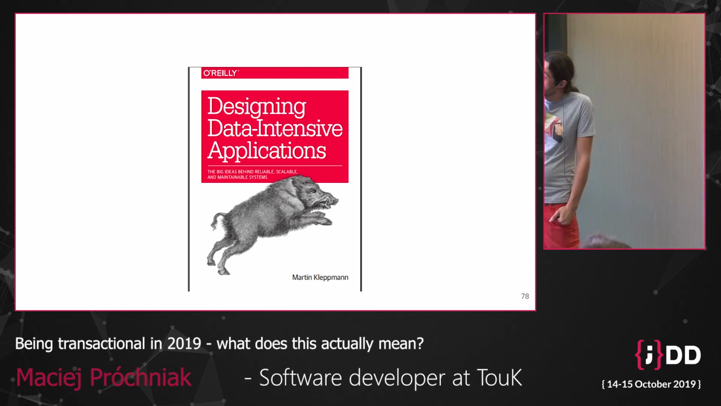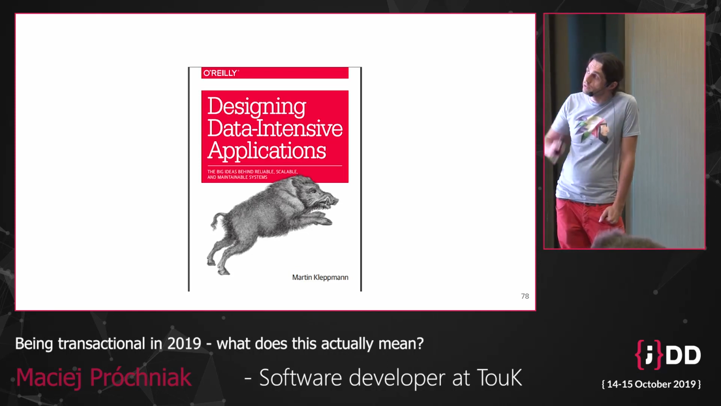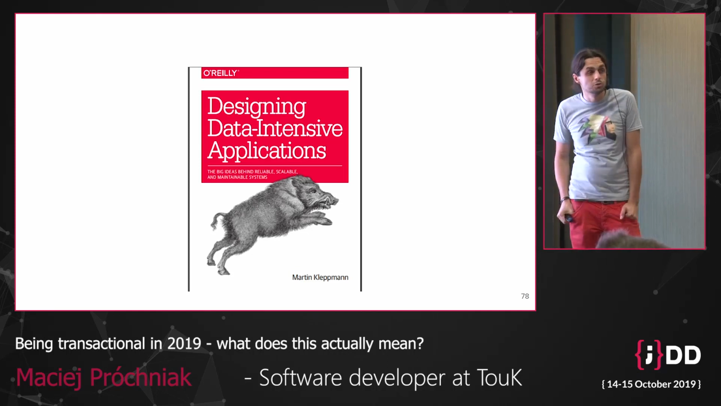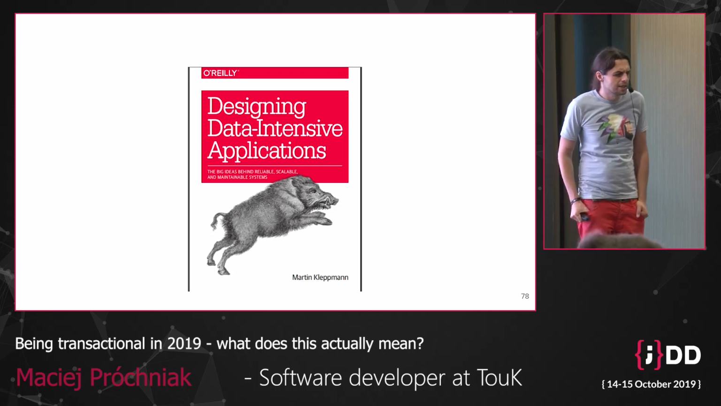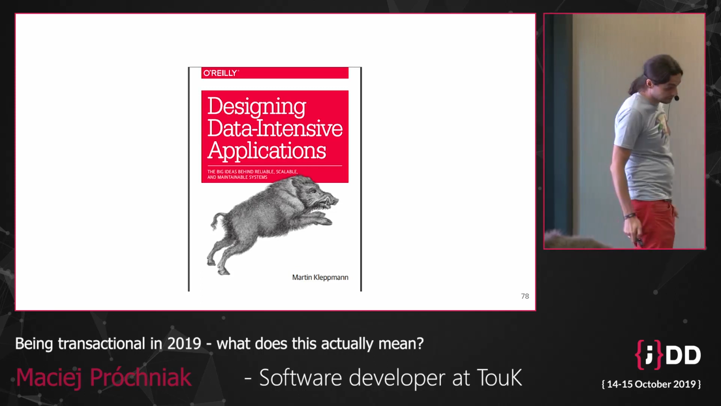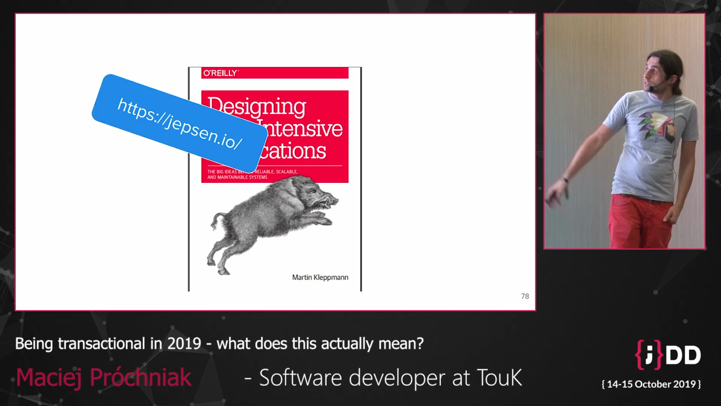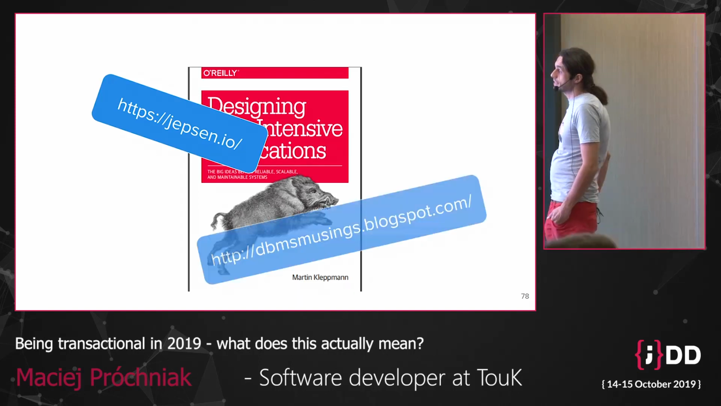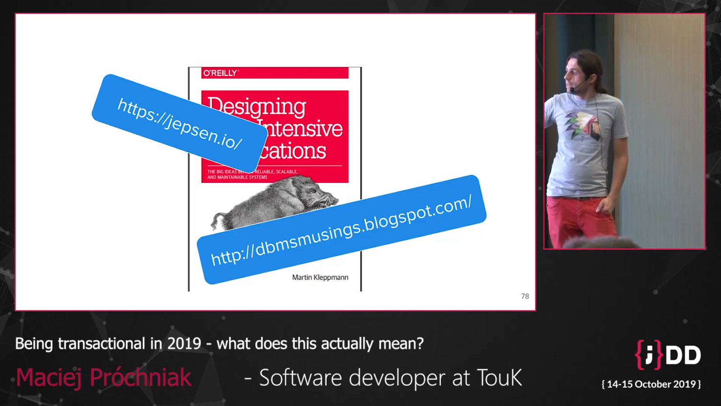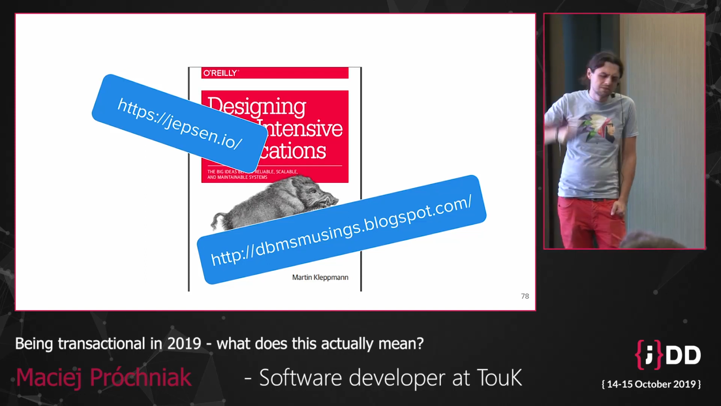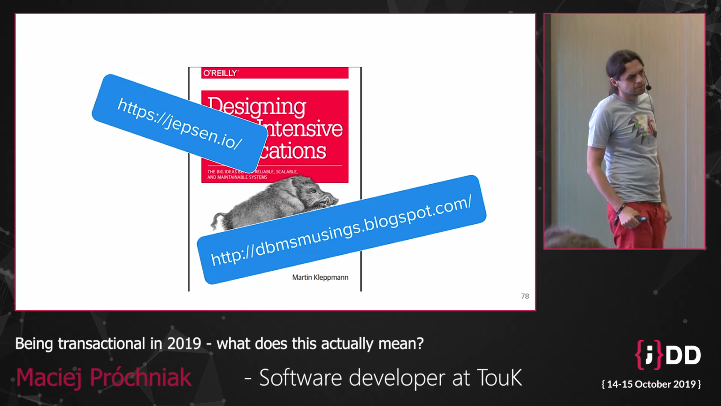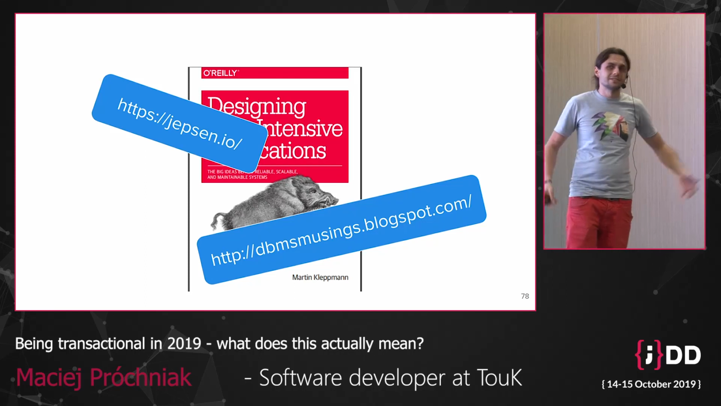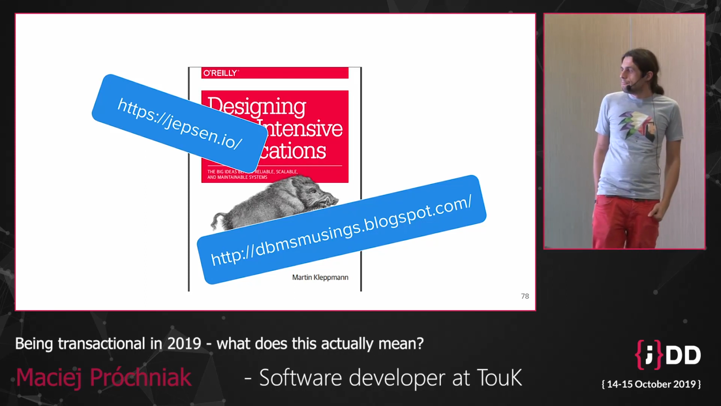And if you want to learn something about all this stuff, I highly recommend this book by Martin Kleppmann. I think it was even translated into Polish recently. And another two resources that are more or less widely known: Jepsen.io with various database tests, and another blog by Daniel Abadi, with really insightful blog posts about consistency, isolation, and so on and so forth.